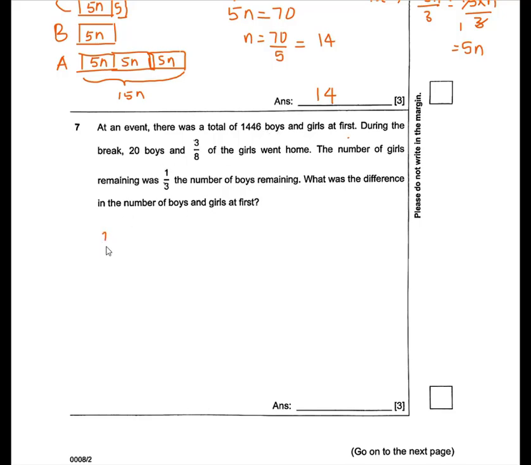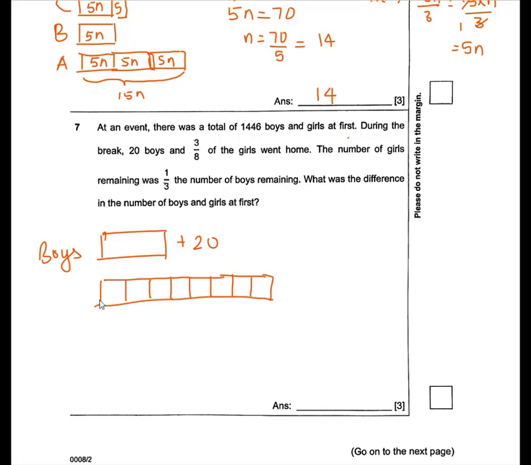During the break, I do not know how many boys, so some boys, and 20 of them left. So this is the boys. Some amount of boys were there, and 20 of them left. And 3/8 of the girls went home. We do not know how big to draw this, but let me just draw 8 parts. Assuming the total number of girls is divided into 8 parts, 3 of them went home. So this is the number of girls that left.